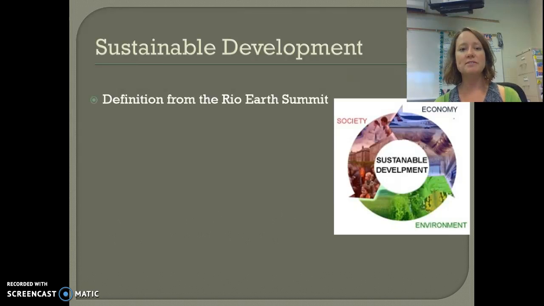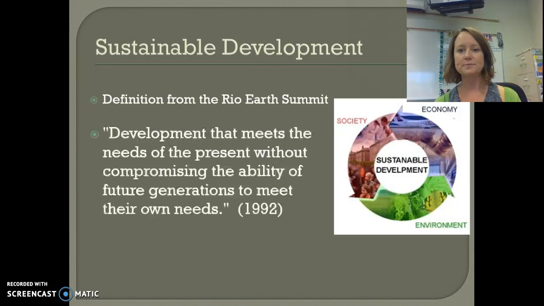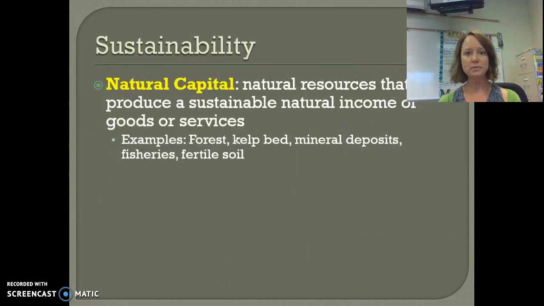All right, so sustainable development is when we are meeting the needs of the present without compromising the ability of future generations to meet their own needs. So we want to make sure that when we are building new towns, cities, infrastructure, building projects like dams, wind turbines, that the way that we construct these is in a way that ensures that they are sustainable in the future.